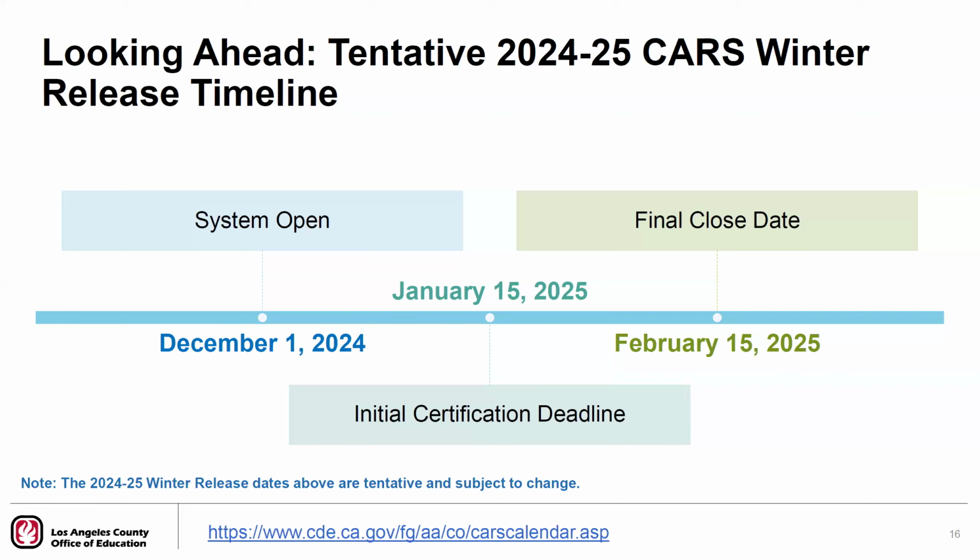So for your reference, we've also included here the tentative timeline for the 2024-25 CARS winter release. And so CDE has indicated that the 24-25 winter release is scheduled to open on December 1st, 2024, with an initial certification deadline of January 15th, 2025, and a final close date of February 15th, 2025. And so keep in mind that these dates are tentative and are subject to change.